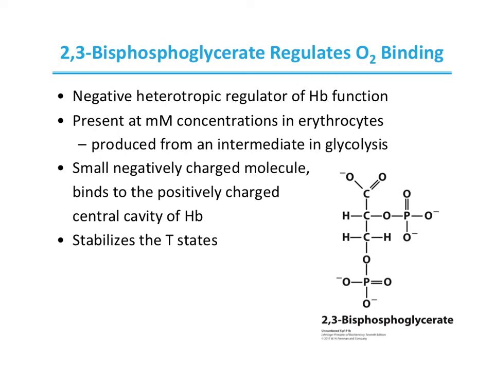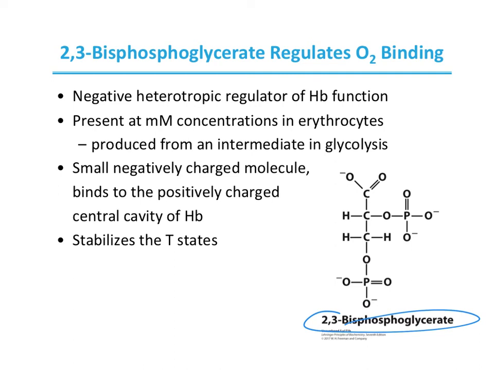Now, there is one other factor to consider in how hemoglobin binds oxygen, and that's this molecule, 2,3-bisphosphoglycerate, shown here. So this is not a normal ligand, so this would be a heterotropic regulator, and it's present at millimolar concentrations in red blood cells, and it's produced from an intermediate in glycolysis.